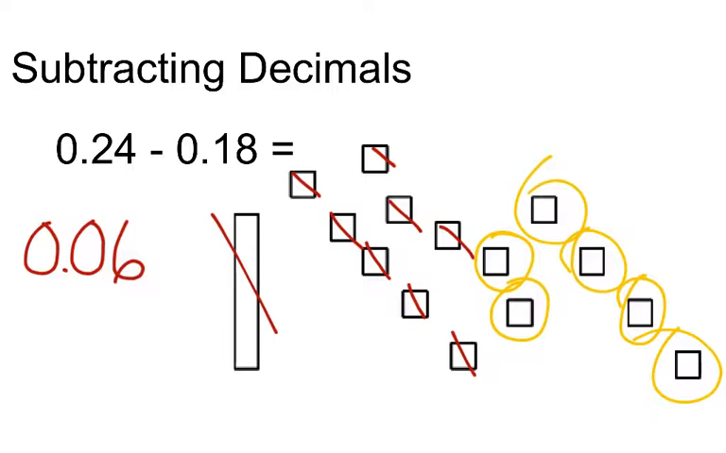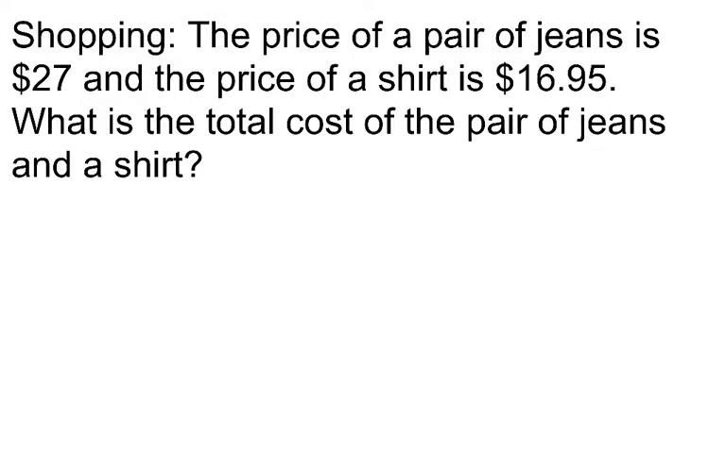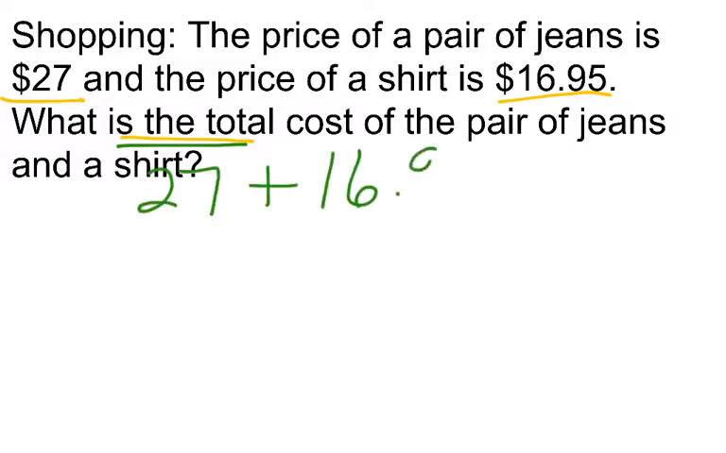Now let's look at some larger numbers where we're not going to necessarily be using manipulatives. So let's look at this problem. Shopping. The price of a pair of jeans is $27, and the price of a shirt is $16.95. What is the total cost of the pair of jeans and the shirt? So when we look at this problem, what we really need to look at is, what do we need to do? Do we need to add, subtract, multiply, divide, something else? What is it? Well, total is a good indication that we are going to be adding. So we're going to be adding 27 plus 16.95.